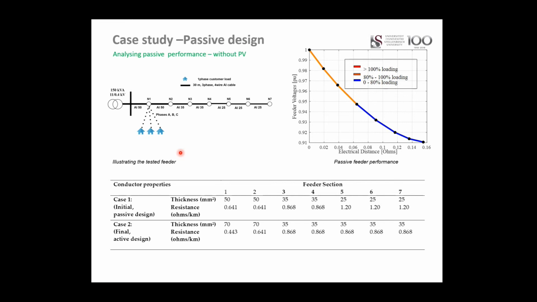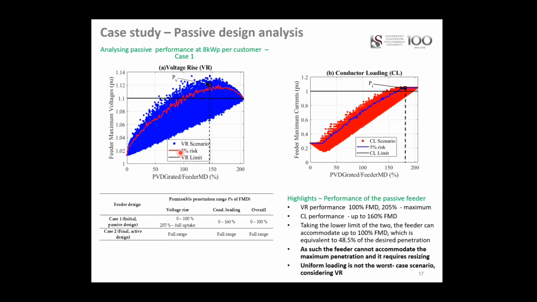The table in case 1 just shows you the initial passive design, and the resistance of the selected conductors for each section, as well as the cable size, the cross-section in terms of square millimeters. Case 2 shows you the results we obtained after we used our method, in terms of resizing iteratively, and the resistance that we also obtained for that particular analysis.